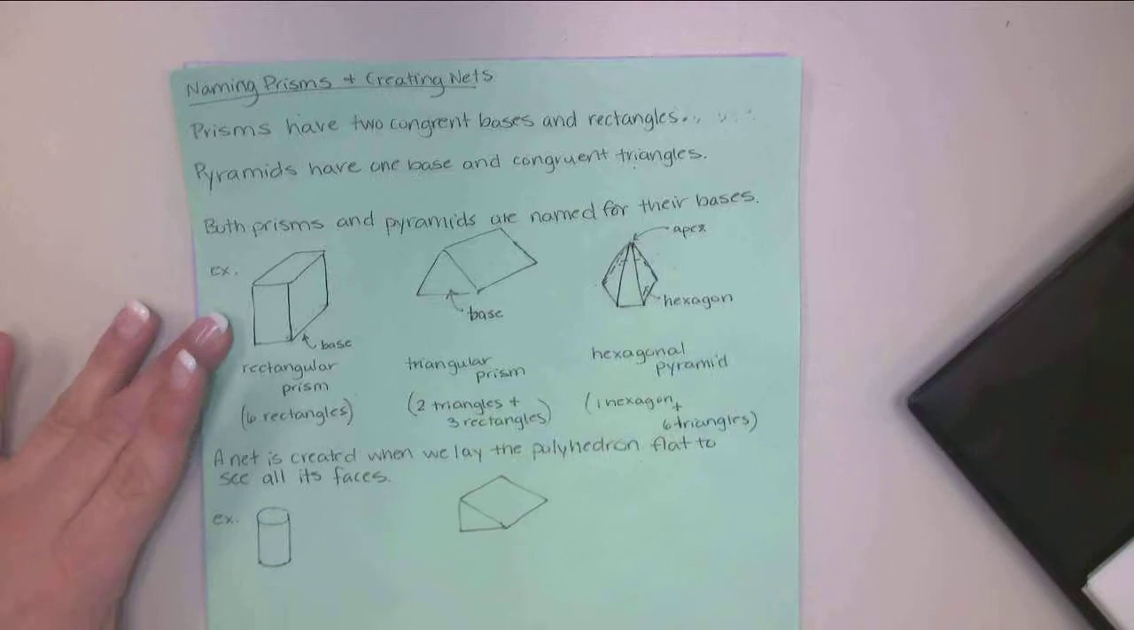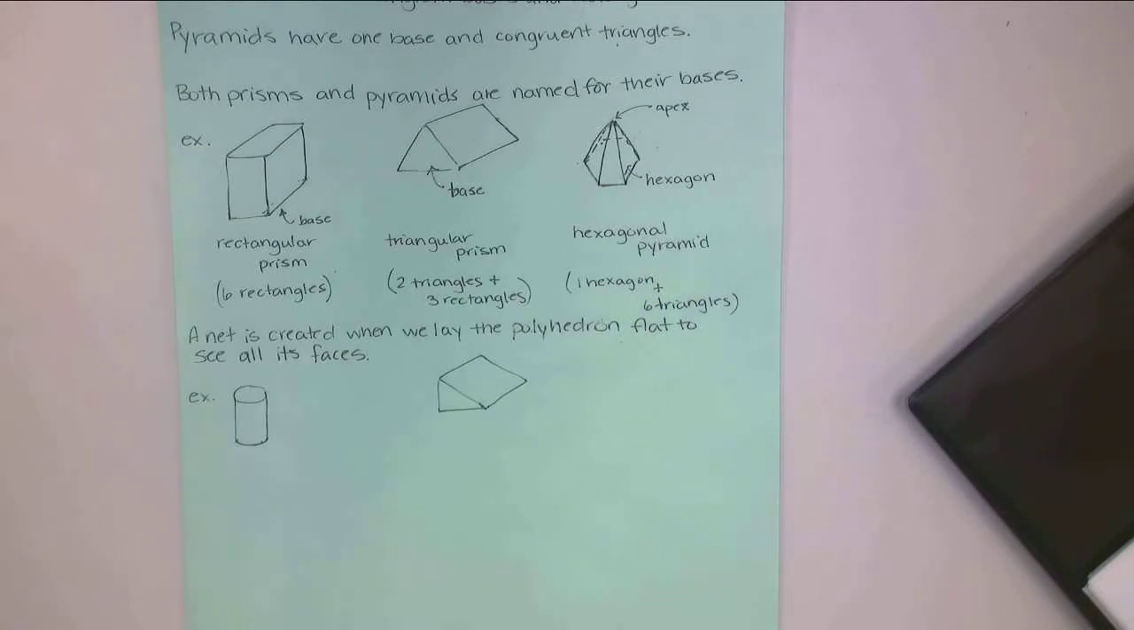Now, creating nets. Sometimes it's easier to name a shape when you create the net of the shape. A net is created when we cut along the edges of the polyhedron, of the cylinder, of the rectangular prism, or of the triangular prism, or any pyramid, and we lay it flat to see all of its faces.